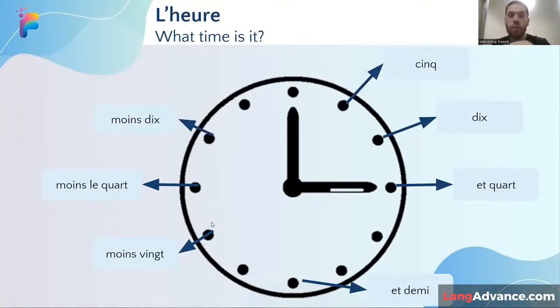And if it's 10 to, you can say moins 10. So if it's 1:50, you can say il est 2h moins 10. If it's 2:50, it would be il est 3h moins 10. If it's 3:50, you can say il est 4h moins 10. And so on and so forth. So that's what the moins is for here. Remember, we only use it to say to. Moins means minus. For quarter past, half past, we use et quart, et demi.